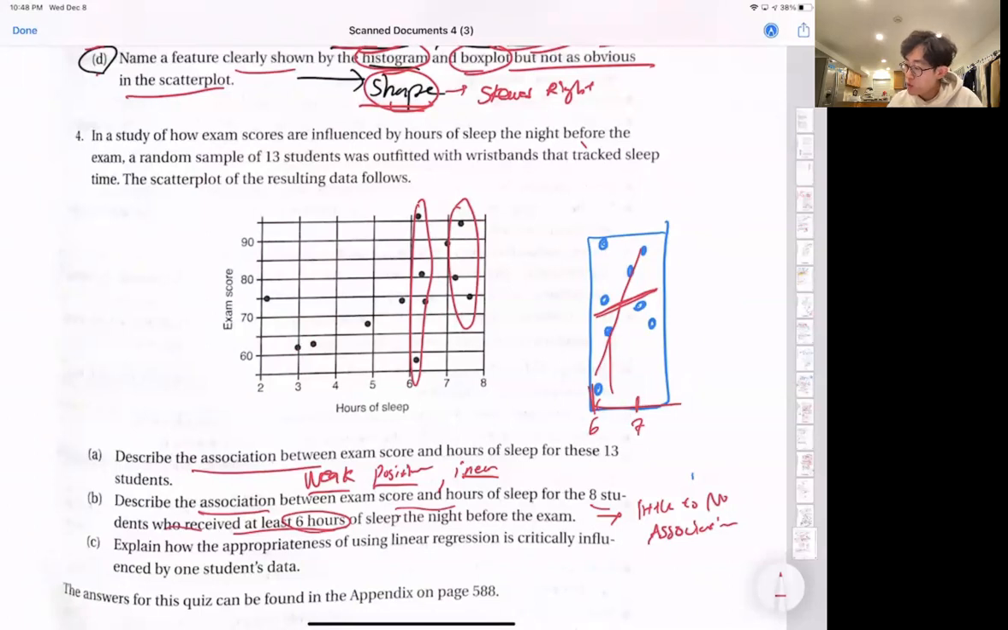So this one, we want to say that there is little, if any, association between those 8 dots, blah, blah, blah. Fill in the context, you get the idea. Part C: explain how the appropriateness of using linear regression is critically influenced by one student's data.